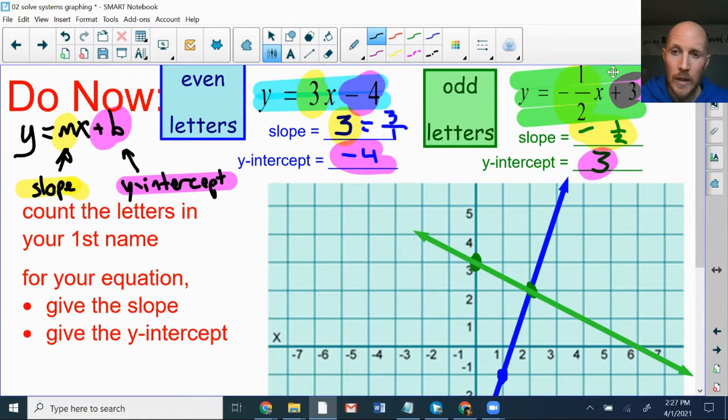For the green one, the slope is -1/2, again, right between the equal sign and the x. The y-intercept is +3 over there at the end. So you can see the green one on the graph right now without having to scroll. So let's take a look at that graph first.